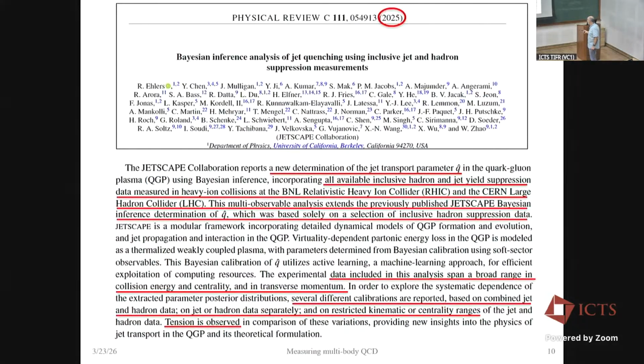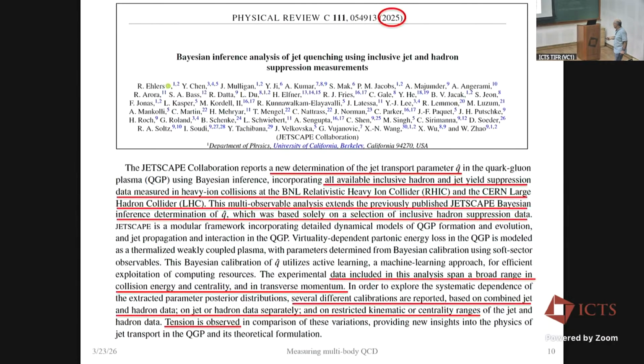Data included in this analysis span a broad range in collision energy, centrality, and transverse momentum. Huge kinematic range. What do we learn from that? And several different so-called calibrations. That's a term of art. When you do a Bayesian inference, the result is called a calibration. It probably comes from some engineering term. A little weird for physicists, but that's the term I'm going to use when you do a Bayesian inference. That's kind of what data scientists like to call the results of a Bayesian inference analysis.